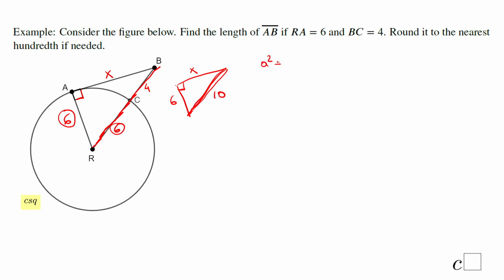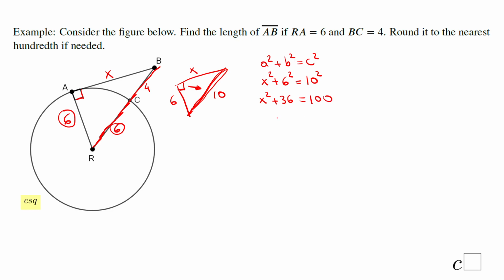Now we can use the Pythagorean theorem: A squared plus B squared equals C squared. Be careful how you identify A, B, and C. Be sure the longest side, the one opposite the 90-degree angle, is the C. The other ones are A and B. So I'm going to say X squared plus 6 squared equals 10 squared. And we have here X squared plus 36 equals 100.